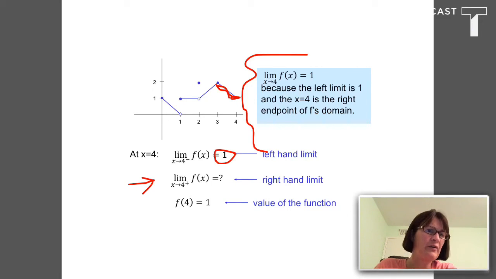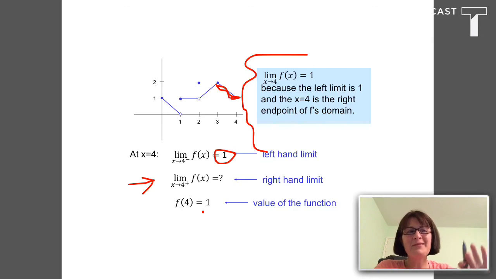The actual function value happens to be 1. And I can say that the limit as x approaches 4 of f of x is equal to 1. The left-hand limit is 1, and the right-hand limit doesn't make sense to talk about. So it's okay to not worry that it's not equal to the left-hand limit.